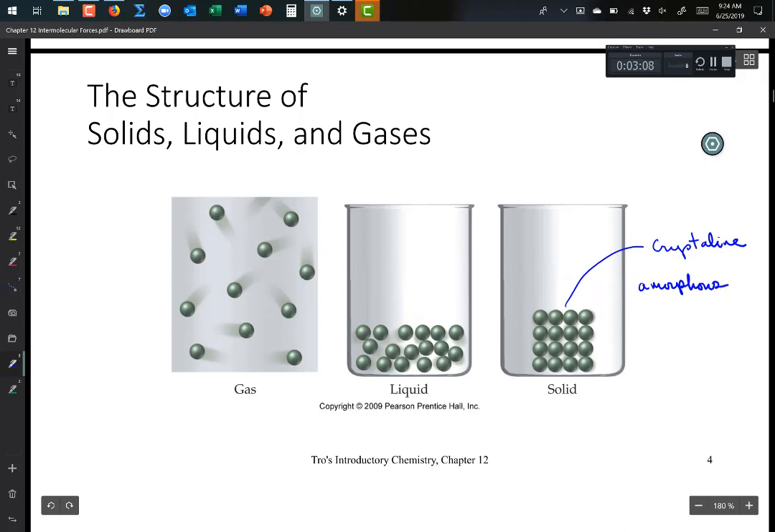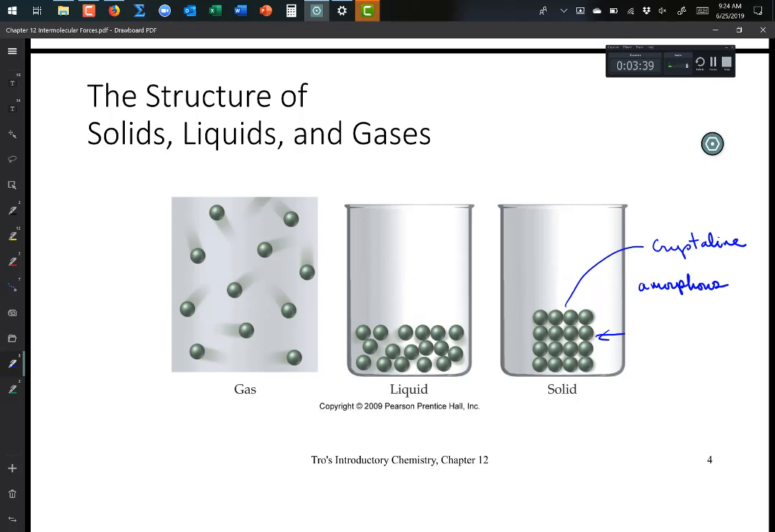This is an example of a crystalline solid. What do crystalline solids make? Crystals, right? So like salt crystals, sugar crystals. Oh yeah, I left some letters out. It's right enough. Crystalline.